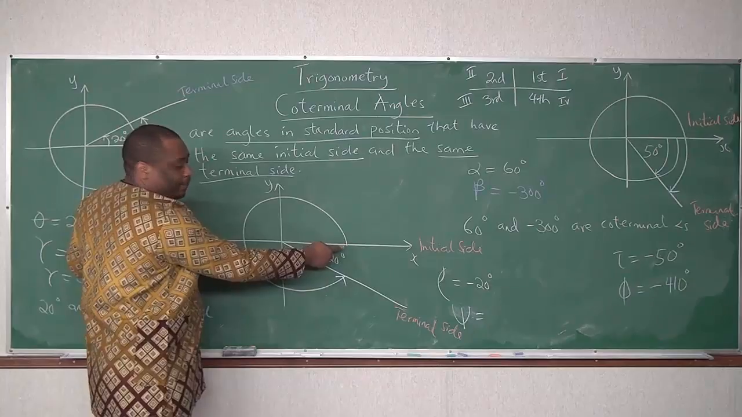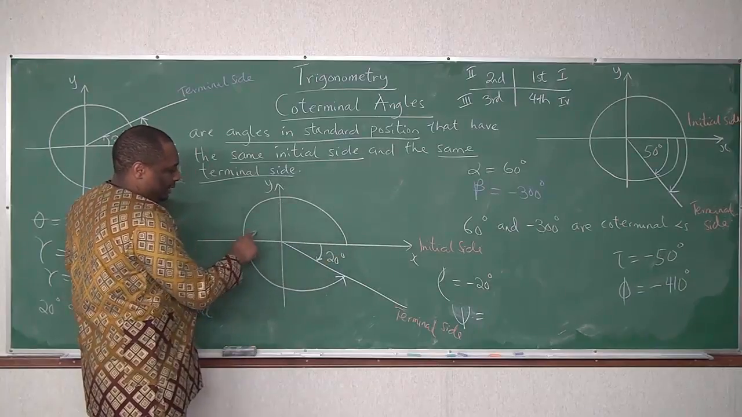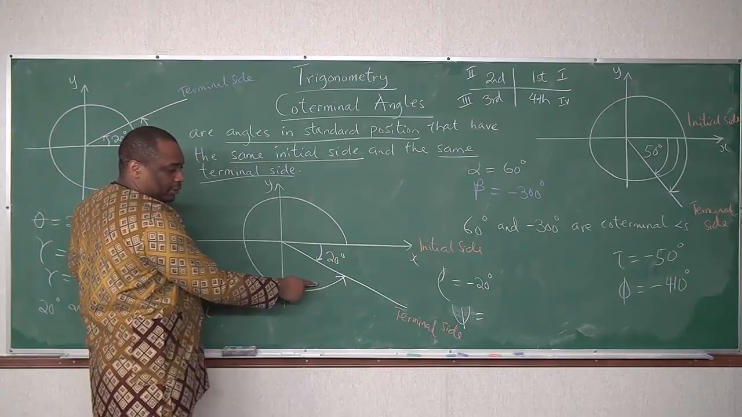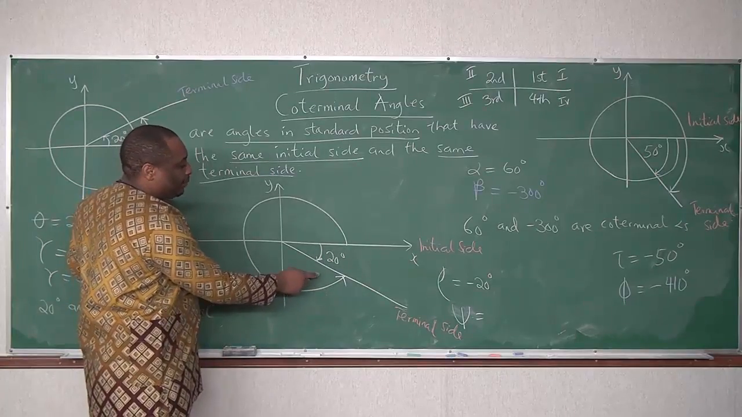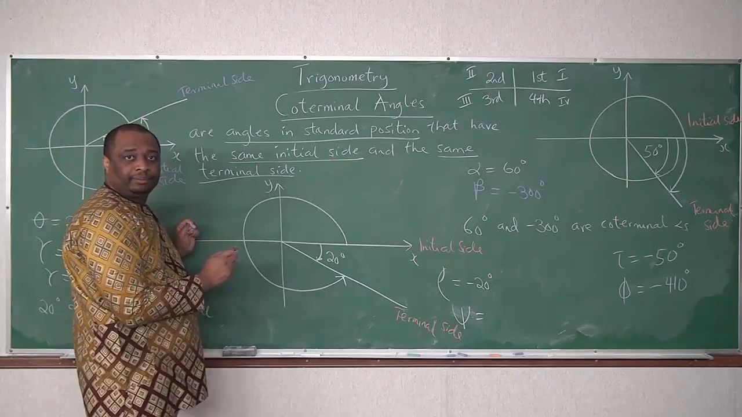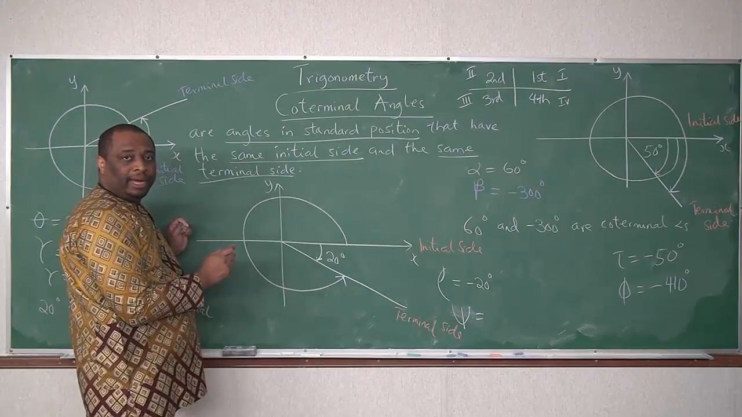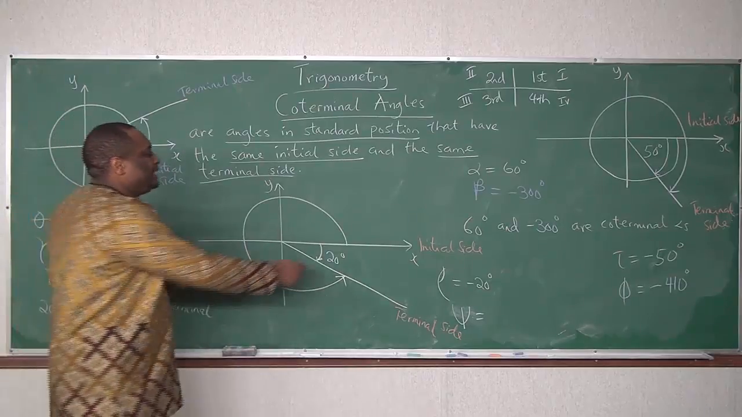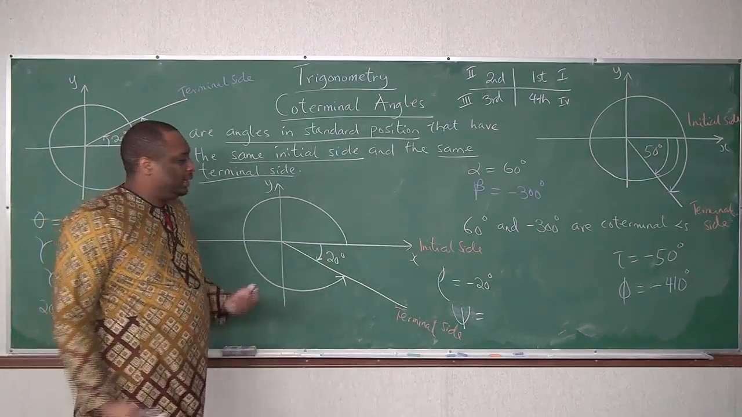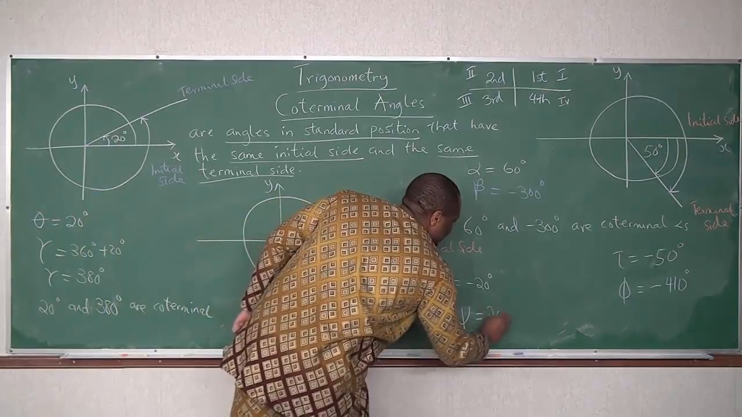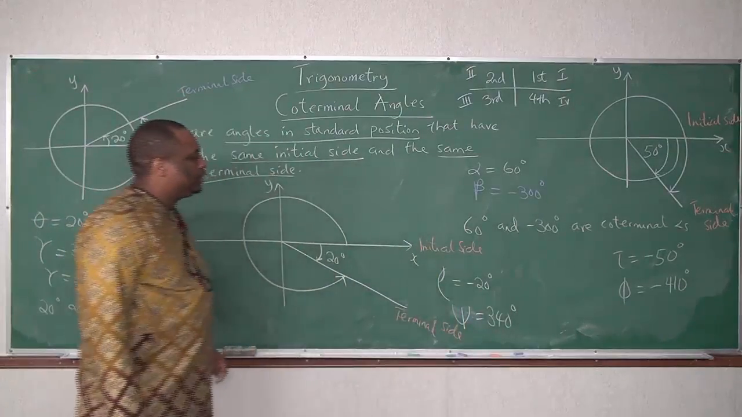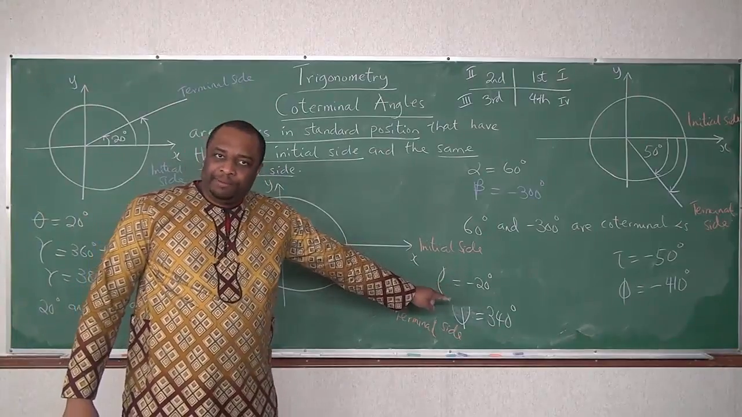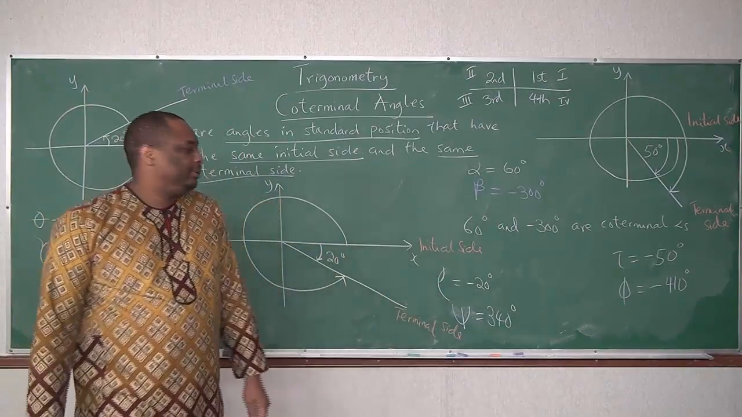You start from here: 90, 180, 270 plus what? You can do 270 plus 70. 270 plus 70 is what? 340. Or you can simply say 360 minus 20, 340. So this is 340 degrees. That tells you that negative 20 degrees and 340 degrees are coterminal angles.